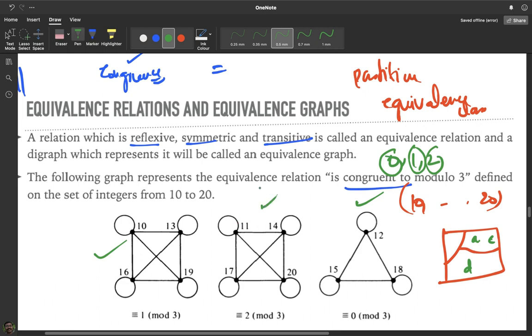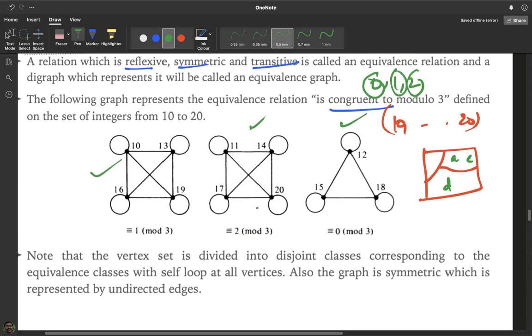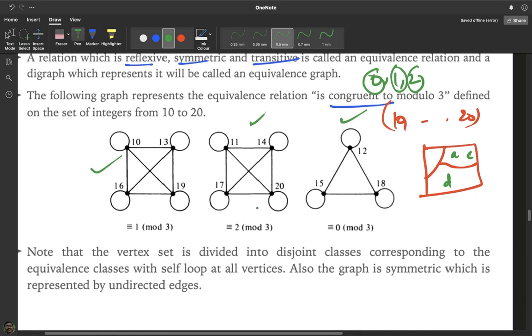So when you draw the graph of an equivalence relation, you will get disconnected components, and they will correspond to the equivalence classes also. This is how the graph of an equivalence relation would look. So this graph is symmetric, it is reflexive, and it is transitive, and it is also disconnected, because of the equivalence classes.